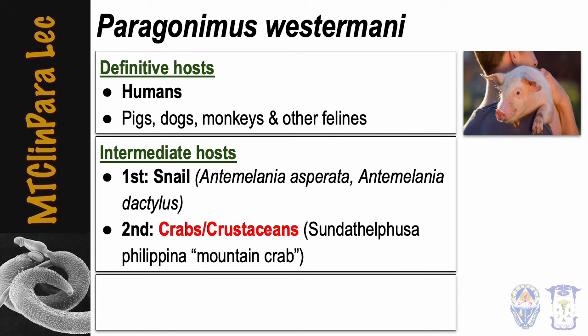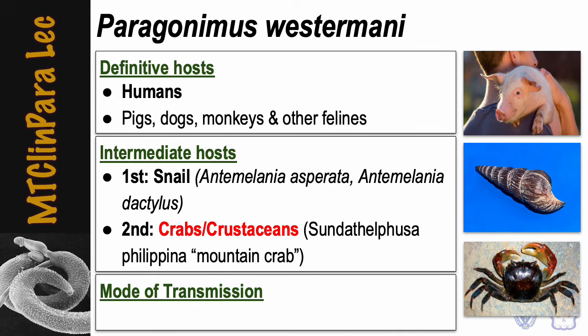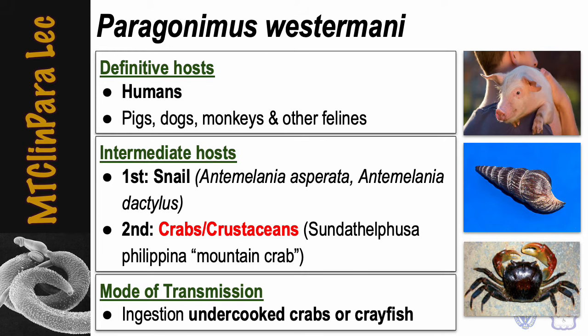In the Philippines, mountain crabs are the most common second intermediate host of Paragonimus westermani. But in other parts of the US or America, crustaceans such as crayfish may also serve as their second intermediate host. The mode of transmission is through ingestion of infective metacercaria in crabs or crustaceans.